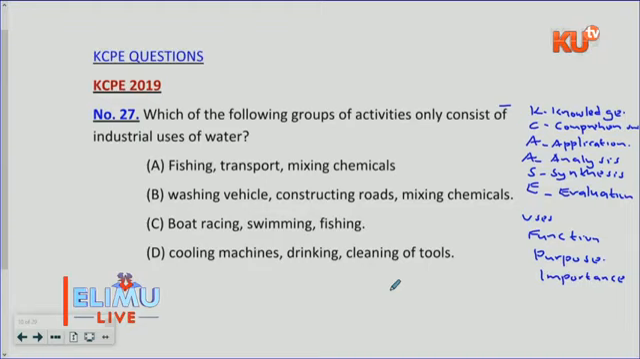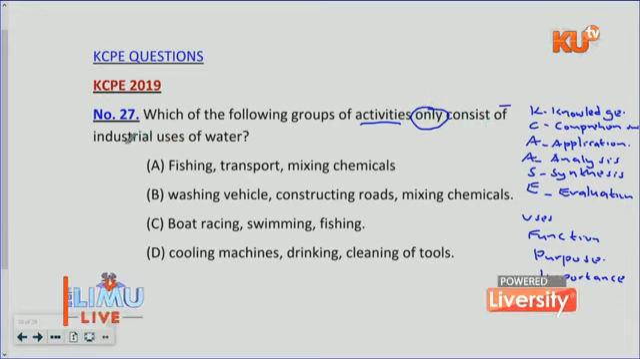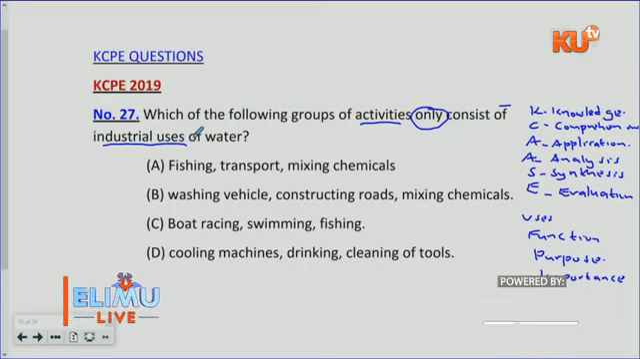So, number 27 last year, they asked a question like this. Which of the following groups of activities only consist of industrial uses of water? A good learner, if you meet a question like this, which of the following groups of activities? I have underlined the word activity, and they have written the word only. I circled the word only. And these activities you are looking at are just for industrial uses, uses of water in industry.